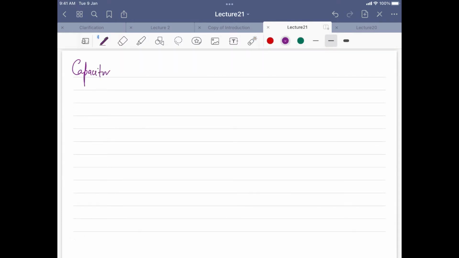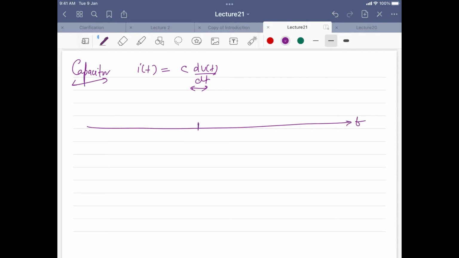As you know, the capacitor involves time in it, that is this dV(t) by dt. You can see here we have this time factor involved. So let us see how we can formulate this capacitor when it undergoes switching action. So let us say we have this time axis for the capacitor. Again I am drawing it here.